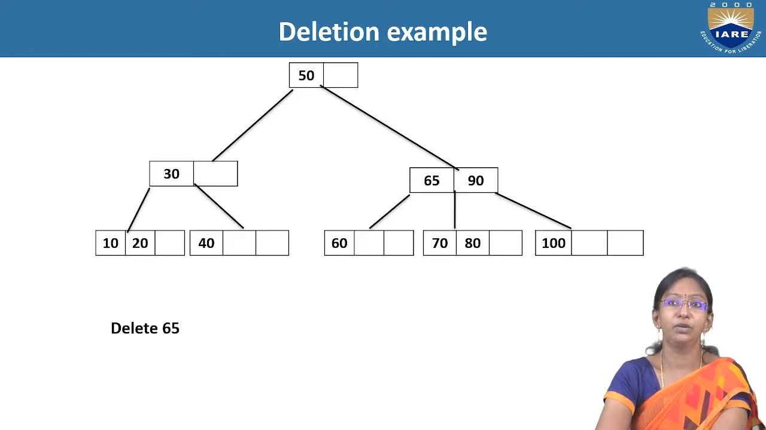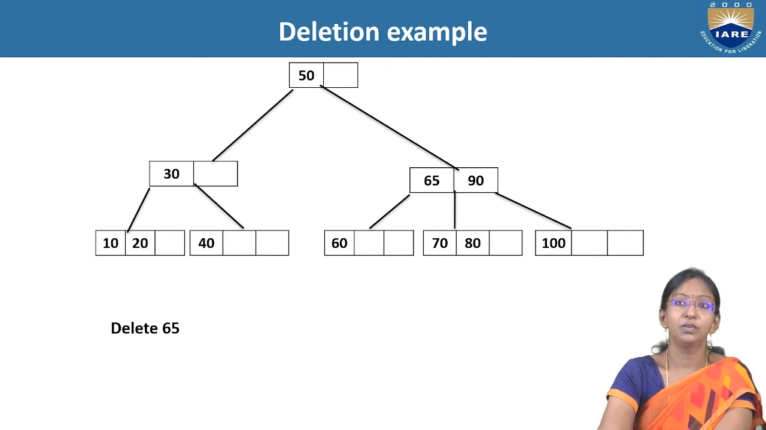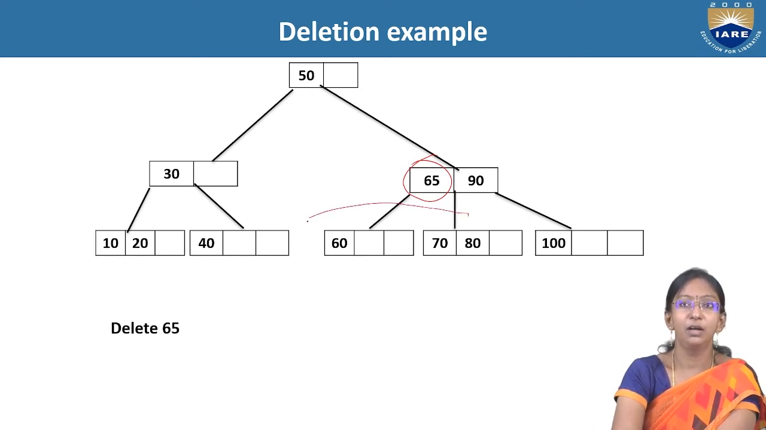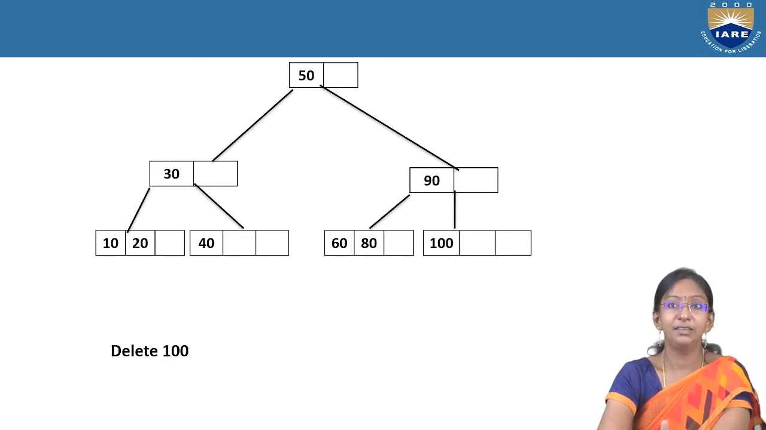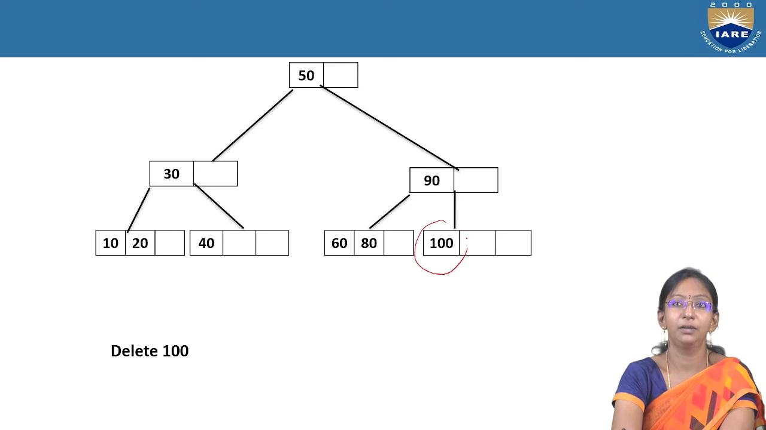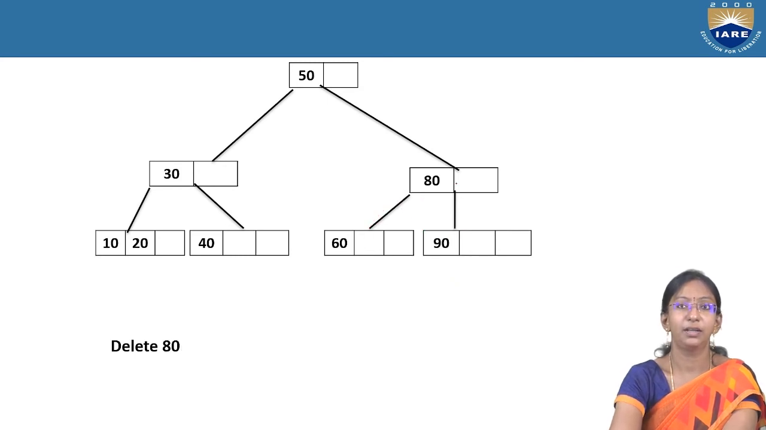In this tree, if I try to remove 65, what will happen? So very simple. If I remove 65, 90 is the only one. So all the elements which are left to 90 will get merged, right? Or you can bring 70 to the top to fill the vacancy. Now delete 70, merge them. Delete 100, send it up. Very simple, guys. If I remove 100, the right of 90 will be lost. So send 80 to the top and bring 90 to the right side.